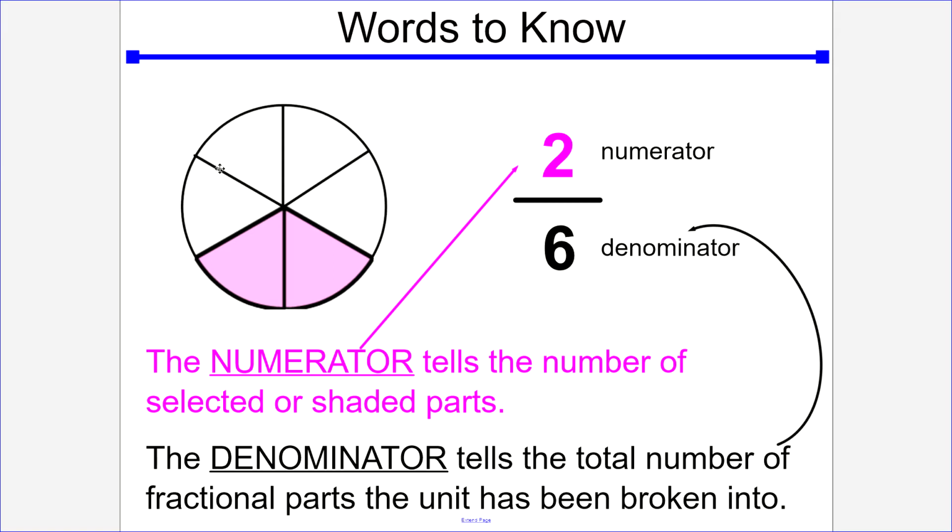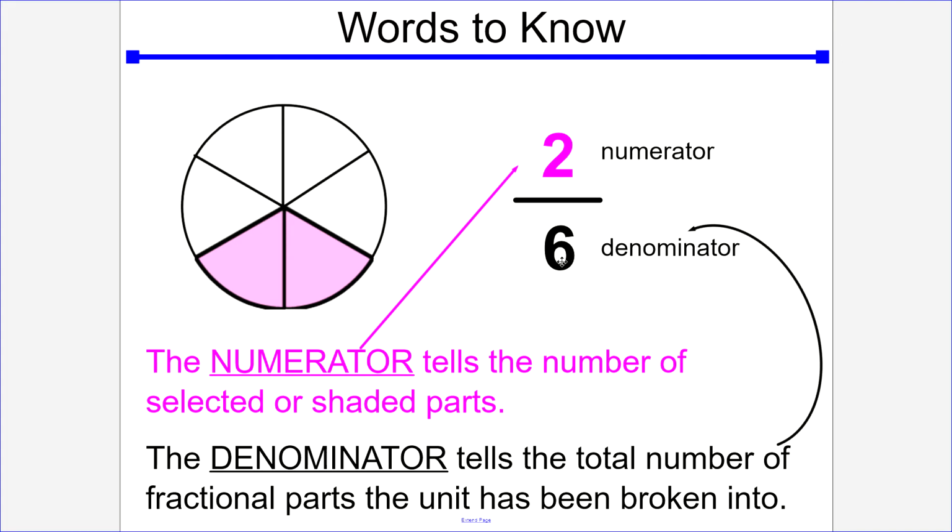Your numerator tells the number of selected or shaded parts. So if you look at this picture of a fraction, you can see that there are 2 pink parts. The numerator is 2, showing that there are 2 parts shaded or selected. The denominator is the number on the bottom of the fraction symbol. The denominator tells you the total number of fractional parts the unit is broken into. In this case, 6 is the denominator because there are a total of 6 parts that this circle unit is broken into. We would read this 2/6.